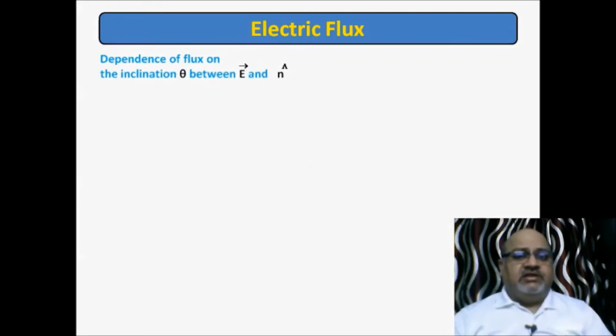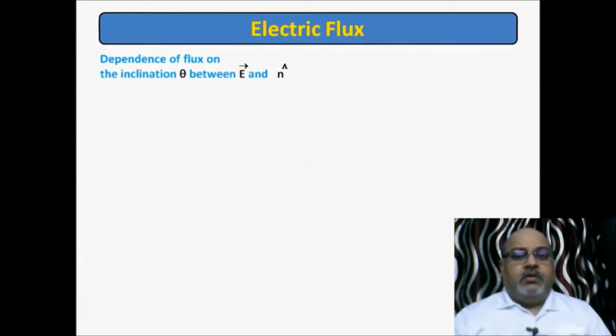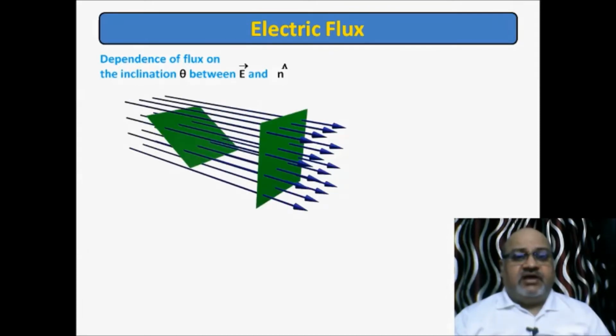Now dependence of flux on the inclination theta between E and n cap. Now how the flux is dependent on inclination. As in the case of liquid flow, that was V ds cos theta. Electric flux was V ds cos theta, dependence on theta. Same figure I have taken from liquid flow, same figure.